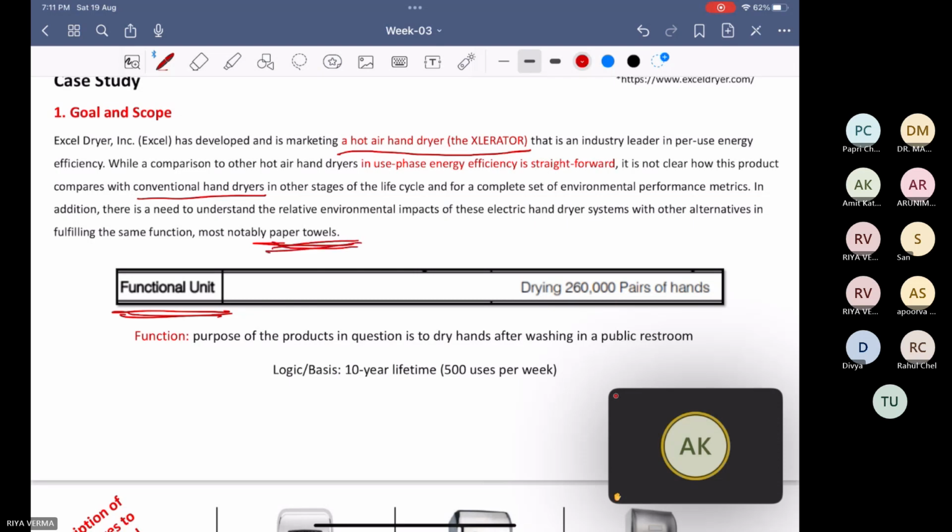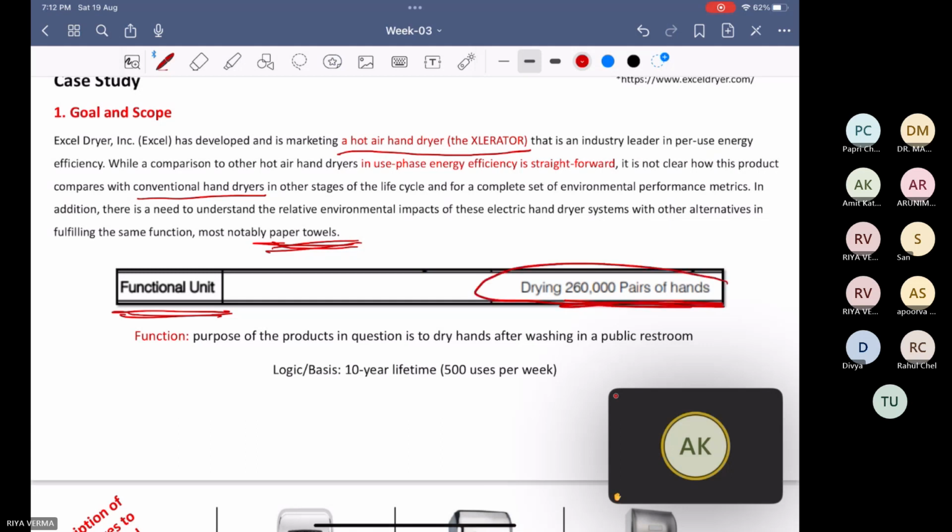टाल इज यूज इन थ्रो थिंग. हम इस एक पेपर टाल से एक टाइम पे एक पर्सन ही अपने हैंड को ड्राई कर सकता है. तो अगर हम कंपेयर करने जाएंगे तो वी नीड टू हैव अ सर्टेन फंक्शनल यूनिट जहां पर हम सेम ग्राउंड पर ही कंपेयर कर सकते हैं. सो दैट ग्राउंड वी हैव टेकन इज 2,60,000 पेयर ऑफ हैंड्स.